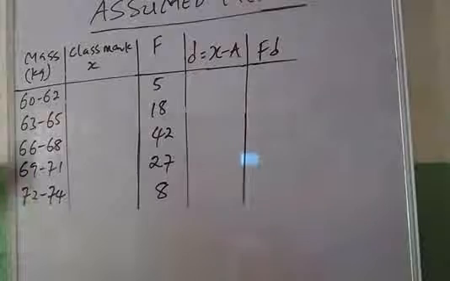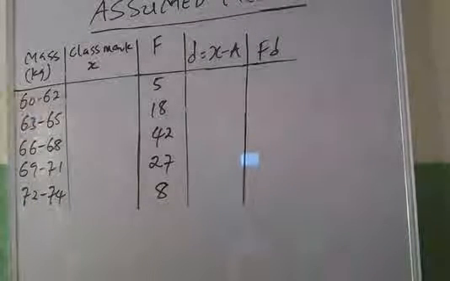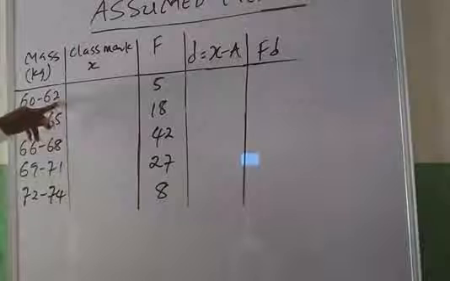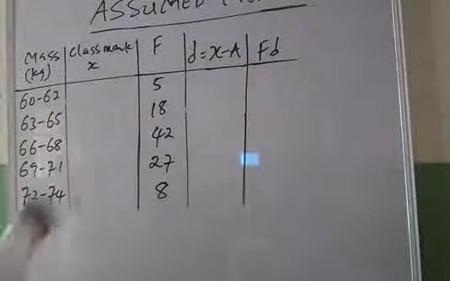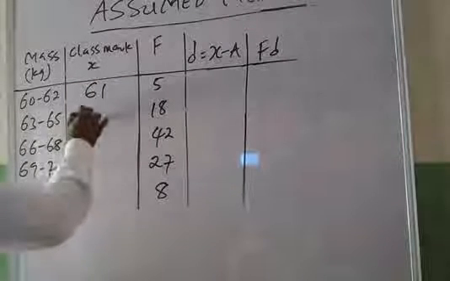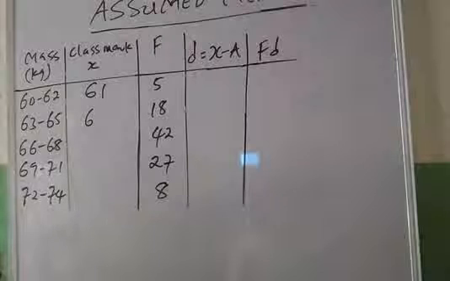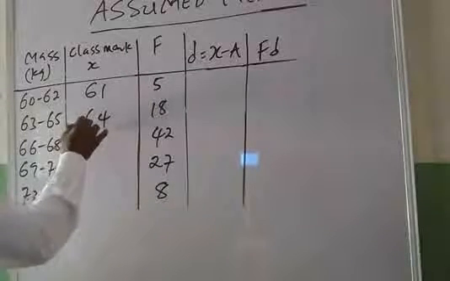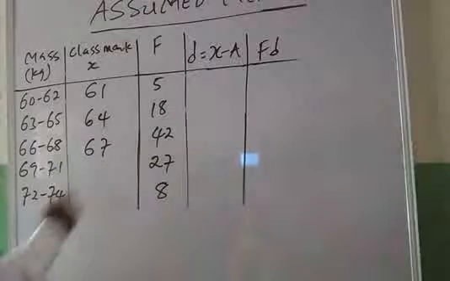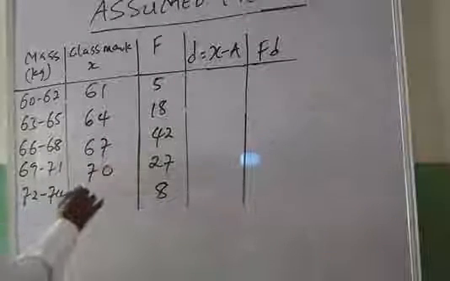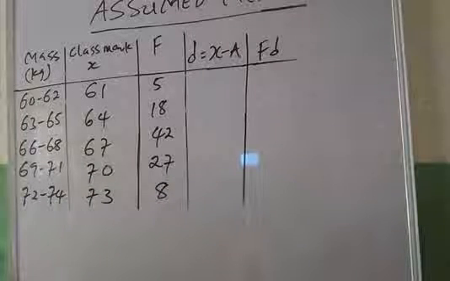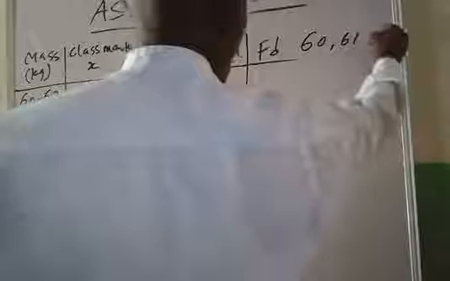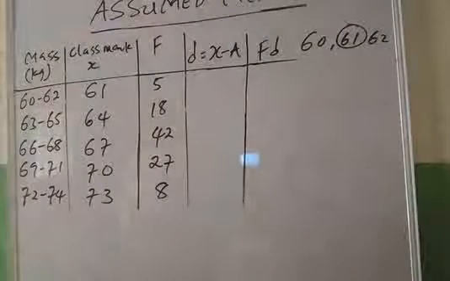Now, this is the table. We have the mass 60 to 62. What will be our class mark? Our class mark is lower class plus upper class divided by 2. Here will be 61. You have 64. This plus this divided by 2 will give you 67. Here is 70. Here is 73. It's very simple. I've explained that before. It's the same thing as 60, 61, 62. This is the median.